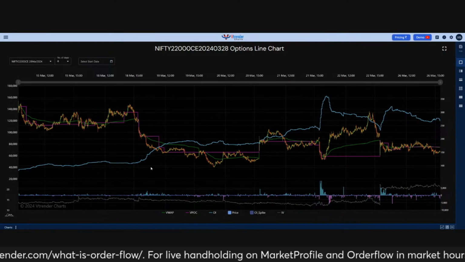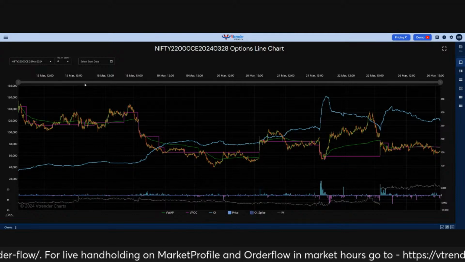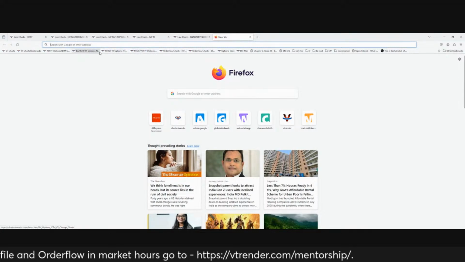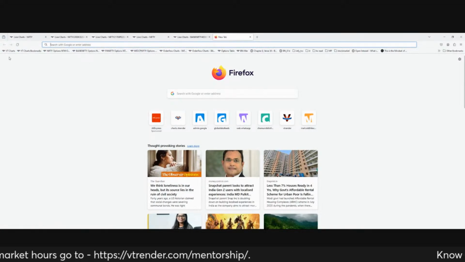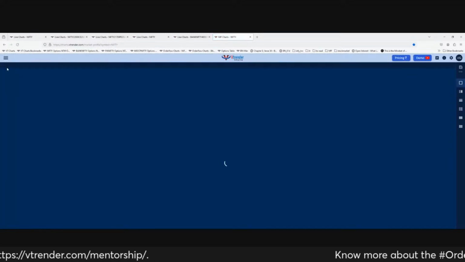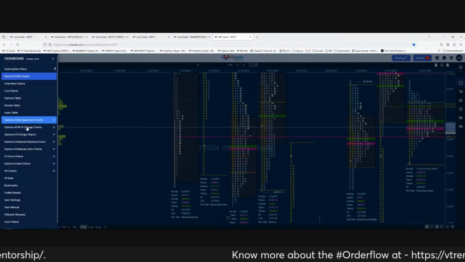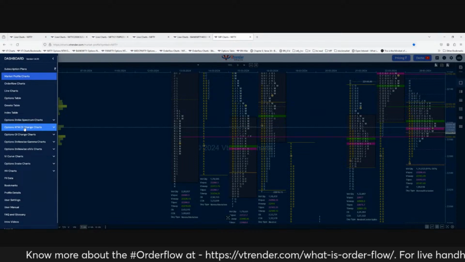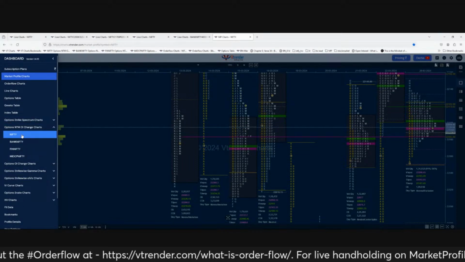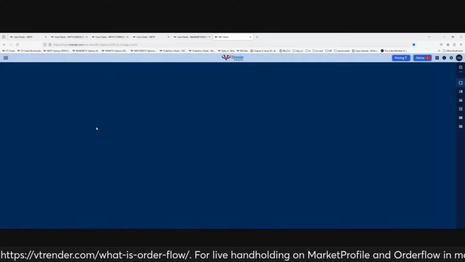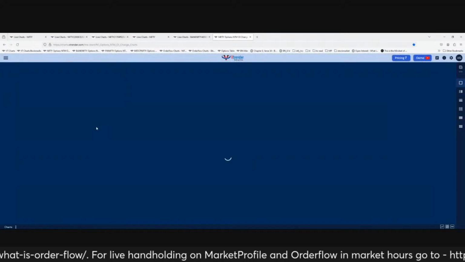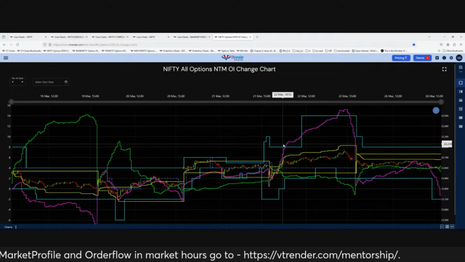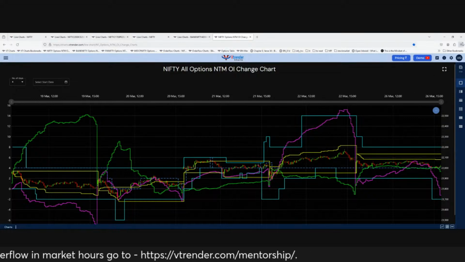In fact, I'll quickly show you the spectrum charts so that we are aware of how the spectrum charts look. What we need to do for the spectrum chart is again go to the menu, and we have this NTM OI and strike spectrum charts. NTM OI will also give you the open interest of call and put. So this is a more advanced chart because you get to see what the OI is doing in the call and put also.